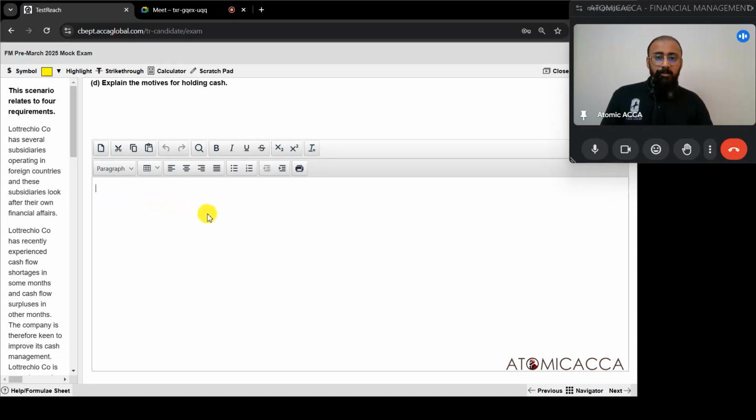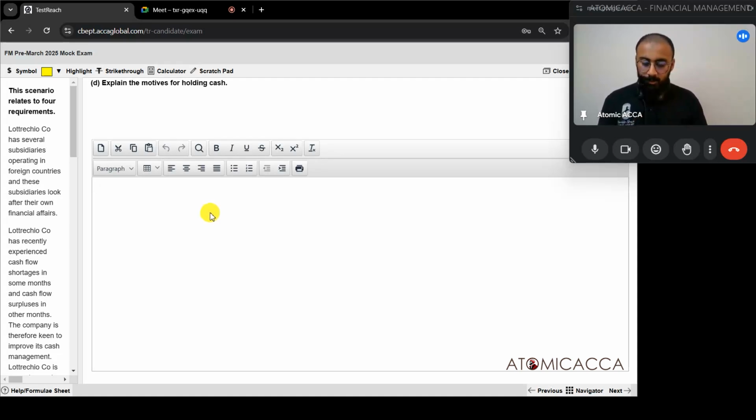We know theoretically motives for holding cash is 3. There is a precautionary motive, that is you're keeping it for emergency. You have transactionary motive, that is you're keeping it for transaction purposes. And you have speculative motive, that is you are keeping cash for investment purpose. So 3 things are there. These 3 things are what we have to say over here.